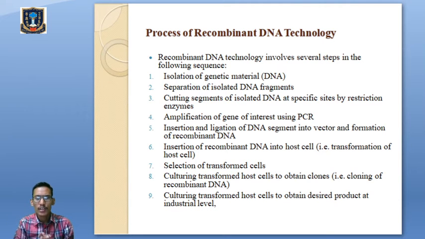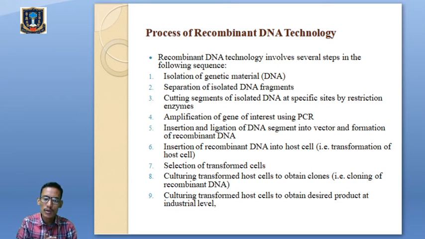Then after that, there will be insertion and ligation of the DNA segment into the vector, and there will be formation of recombinant DNA. This insertion and ligation into the vector is possible with the help of the molecular glue, that is DNA ligase. So after that there will be formation of recombinant DNA, and the next step is insertion of recombinant DNA into the host cells, where we have to see the transformation process.